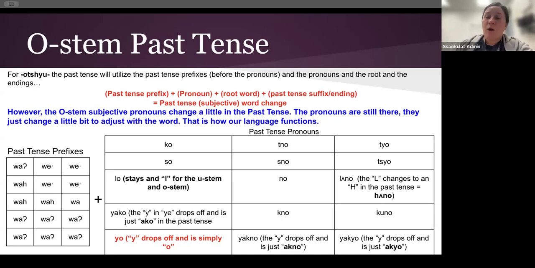The Y's, though, like in the next pronoun, drop off. So we have yago, where the Y drops off. It says the Y in yay, but it actually is supposed to be yago. That's just an E stem example, but it's the same similarity. So the Y in yago drops off and it just changes to ugo. Same thing for yo: the Y drops off and it's simply just an O. Same for yagno, it becomes ugno. And yagyo becomes ugyo. And then the last one is the pronoun for three or more males, which is lano. The L changes to an H and it becomes hano.